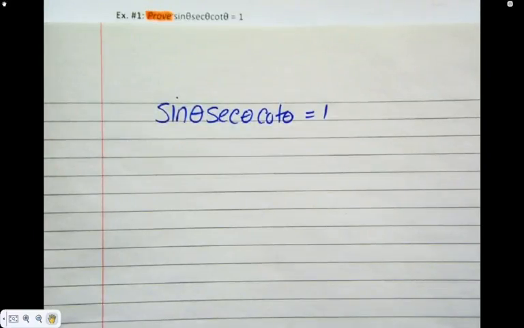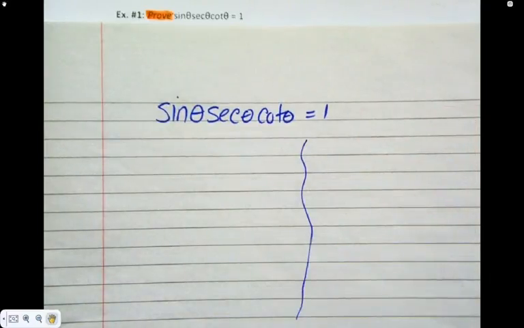So the first thing I tend to do is put a Mr. Squiggs in between, because you can't put an equal sign. If you put an equal sign in your work, you're saying they're equal, but that's what you're trying to prove. So you can't state they're equal until you know that they're equal.